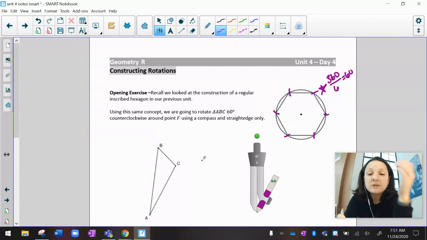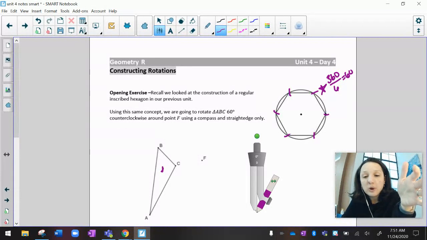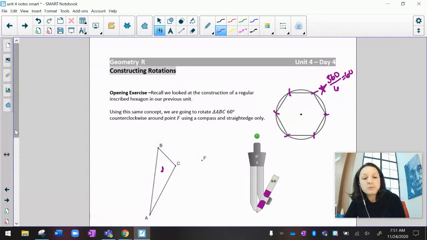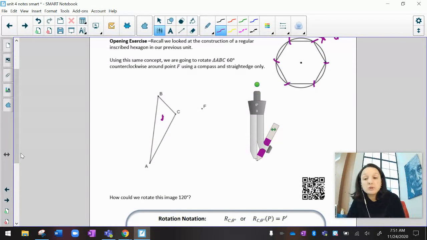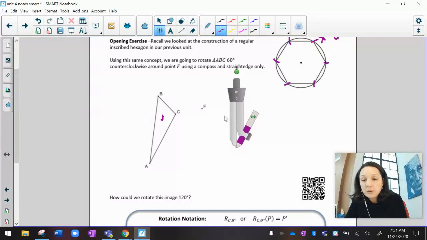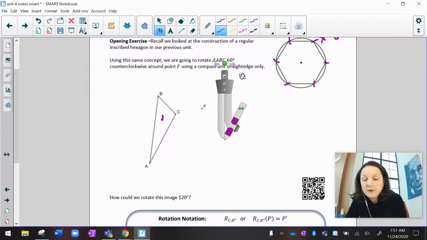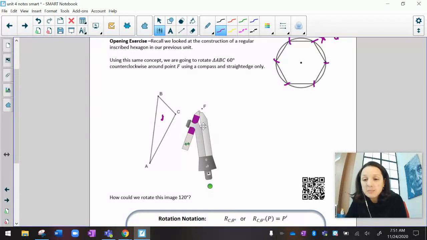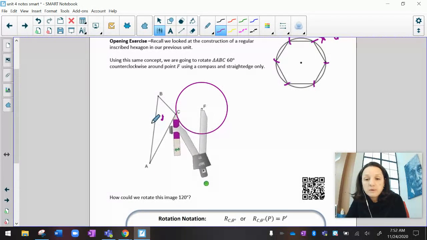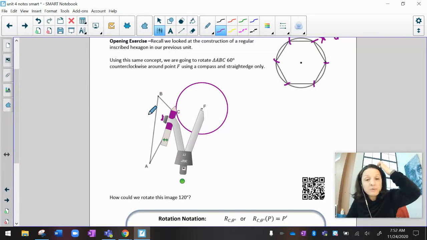All right, so it says using this same concept, we're going to rotate triangle ABC, this one, 60 degrees counterclockwise around point F using a compass and a straight edge. Now we're going to do this one piece at a time. The first thing I'm going to do is anchor my compass at F. So put the pokey part at F, and then I'm going to put the pencil part on C. So I'm going to open this up from F to C. And there it goes. And I'm going to draw a circle from F going through C all the way around.